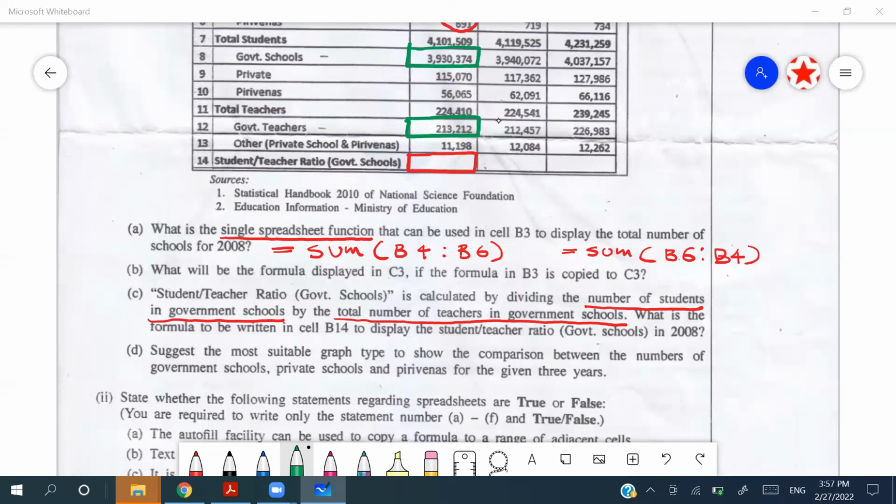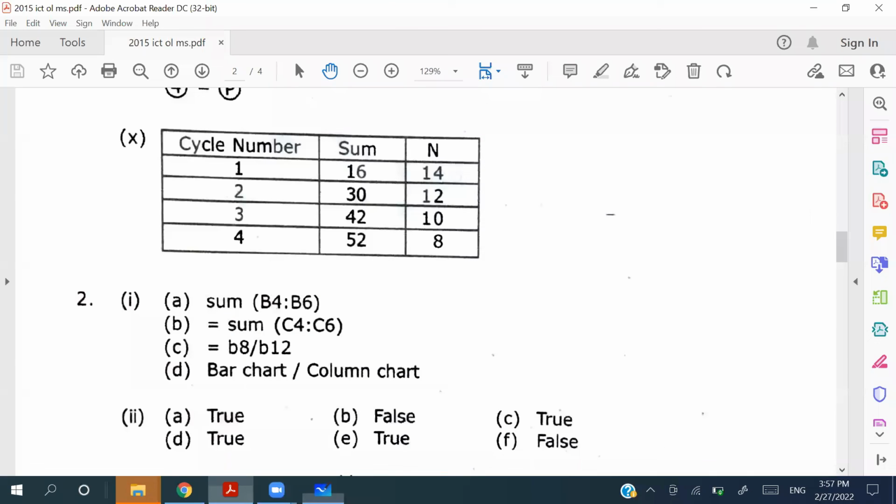The very last part is asking, suggest the most suitable graph type to show the comparison between the number of government schools, private schools, and pirivenas for the given 3 years. The correct answer is going to be a bar chart or a column chart. Again, you can have 2.5 marks for that.